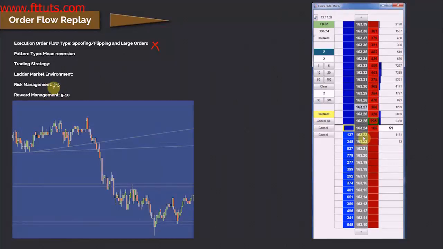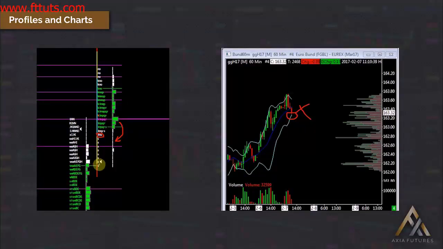Although I said you're kind of loose with the risk, as I'll explain in the ladder, you have a 3 to 5 tick stop risk management, and then you're looking for say 5 to 10 ticks as your initial target. When I'm going into this trade, my initial target is at least to back up and look to retest this ledge.